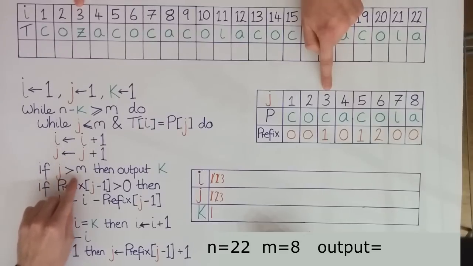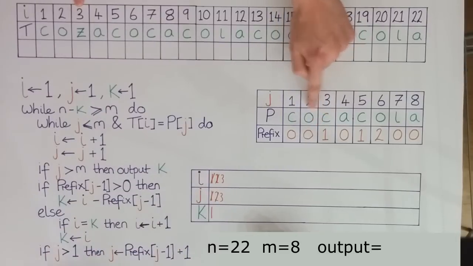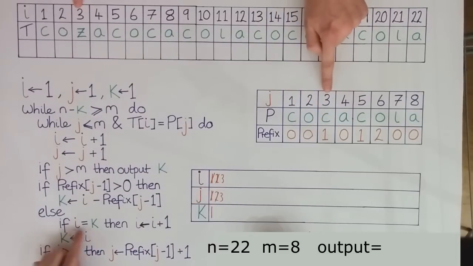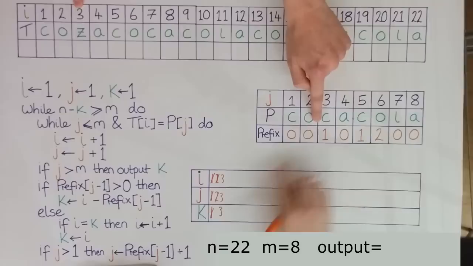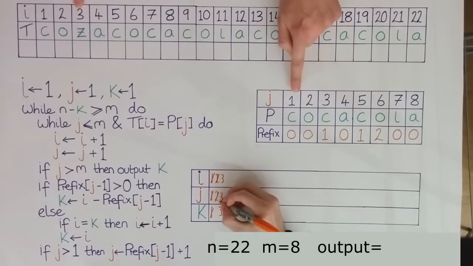j is smaller than m, so if the prefix of 3 minus 1, which is 2, is greater than 0, which it's not, so if i is equal to k, which it's not, k is set to i, making it 3. j is greater than 1, so j is set to the prefix of 3 minus 1, which is 2, which is 0, plus 1, making it 1.